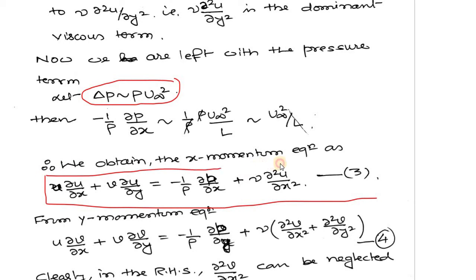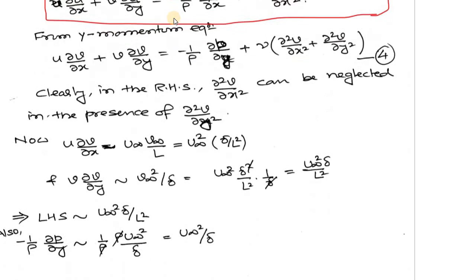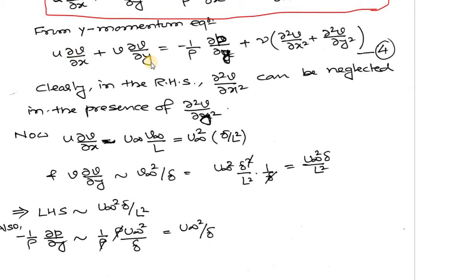Let us see what happens with the y component of the momentum equation. Now we have the y component of the momentum equation as u del v del x plus v del v del y equal to minus 1 by rho del p del y plus nu times del square v del x square plus del square v del y square. Again, we will find out the order of magnitude of each of the terms. If you find the order of magnitude of u del v del x, it is u infinity square delta by L square. What is the order of magnitude of v del v del y? It is u infinity square delta by L square. So both these terms are comparable to each other. They should not be neglected in comparison to each other, none of them.